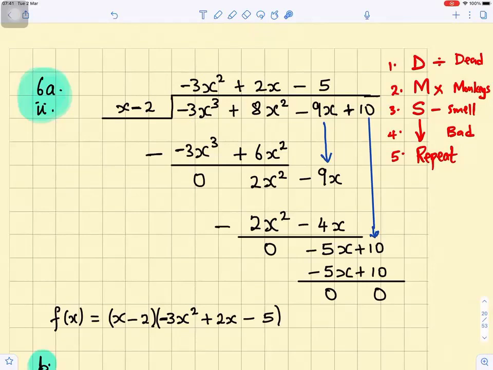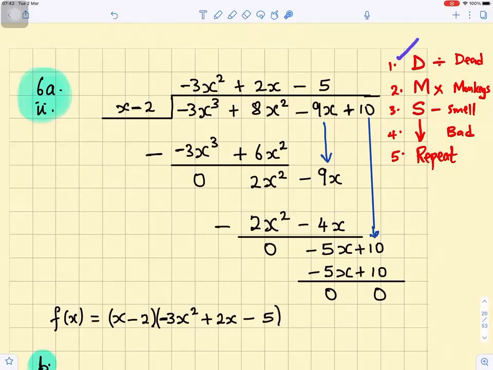Now you subtract. Minus 3x cubed minus minus 3x cubed: minus and minus becomes a plus, so minus 3x cubed plus 3x cubed is 0. 8x squared minus 6x squared gives you 2x squared. And then number 4, you bring down the minus 9x. So number 4 is you bring down the minus 9x. Number 5, repeat. You go back to the top and start all over again.